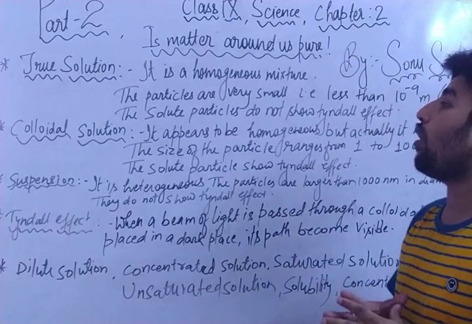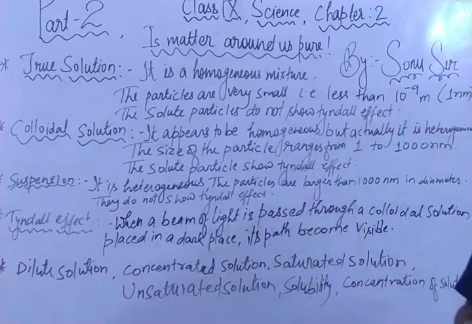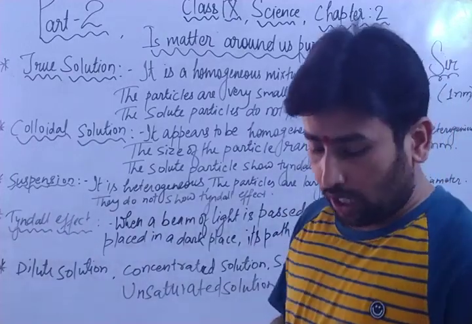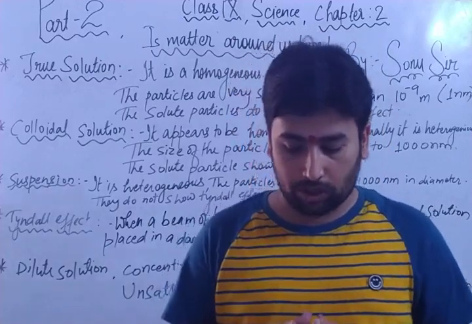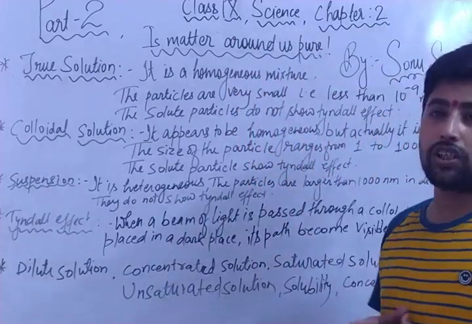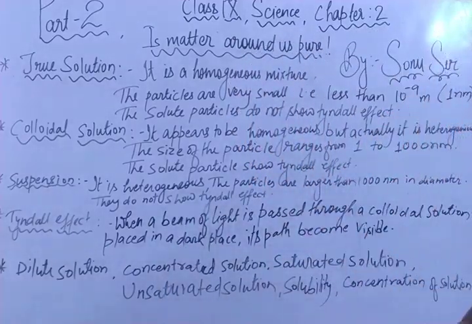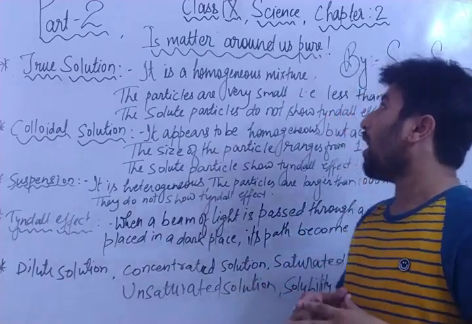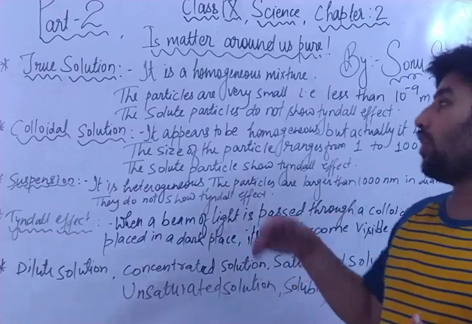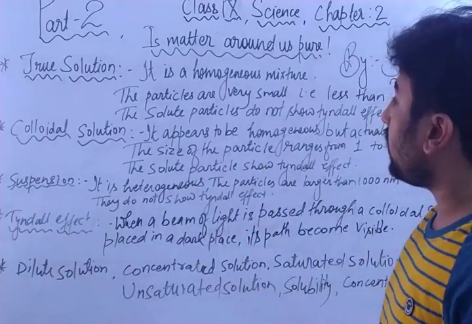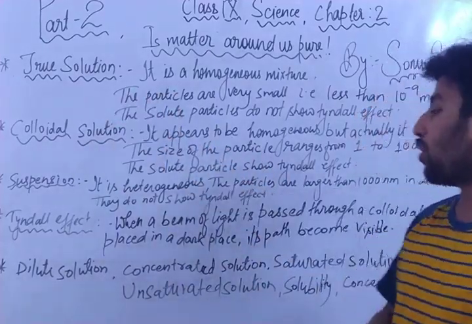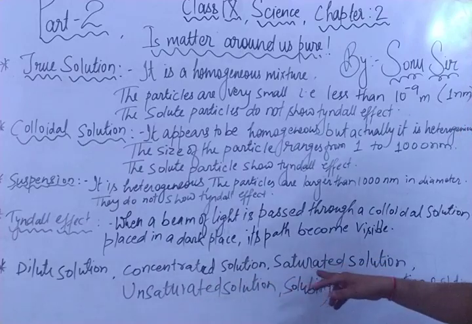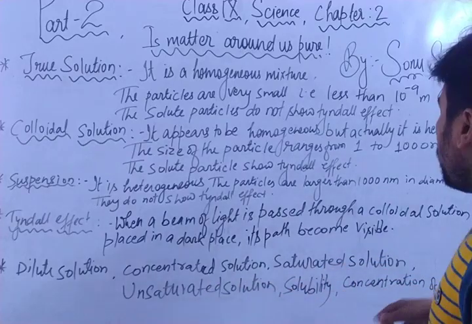So this was our topic. Part 2 is Is Matter Around Us Pure. In the next video, I will teach you some separation of mixture techniques and methods like filtration and concentration. These are the things I will teach you in the part 3 video. In this video, we have seen types of mixture, homogeneous and heterogeneous. In the homogeneous mixture part: true solution, dilute solution, concentrated solution, saturated, unsaturated, solubility and concentration.